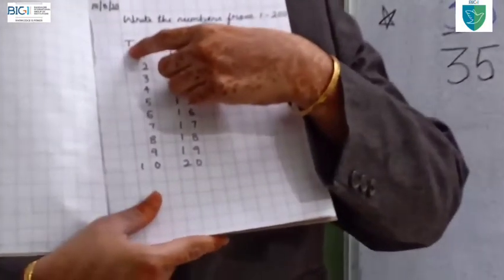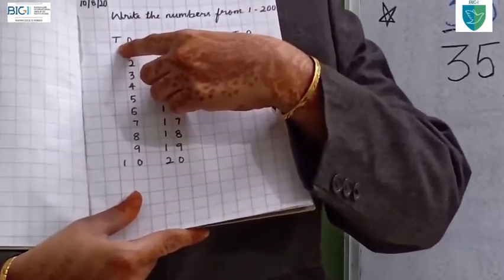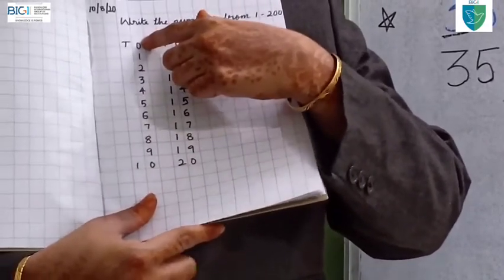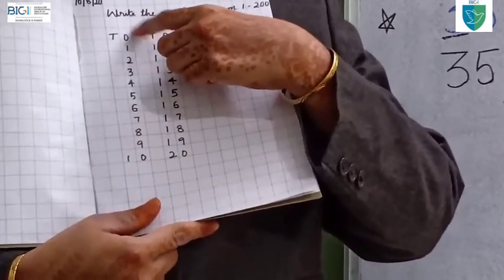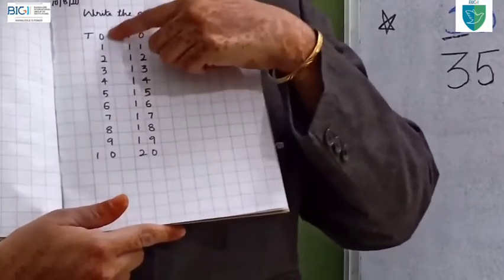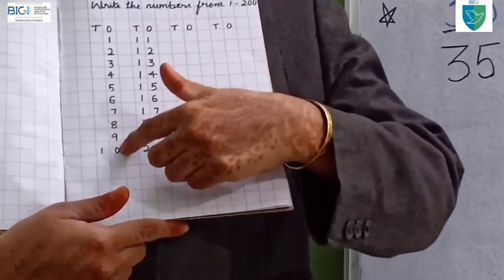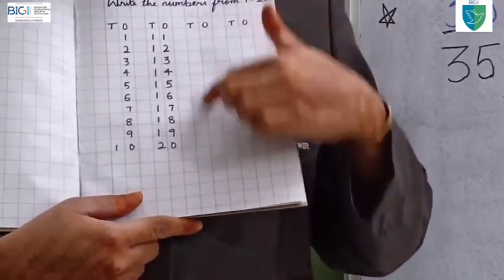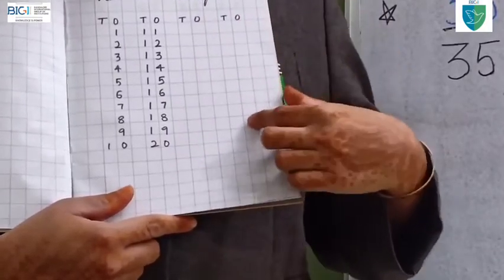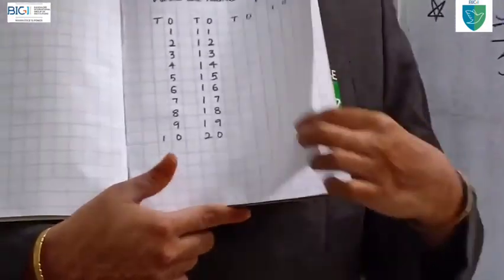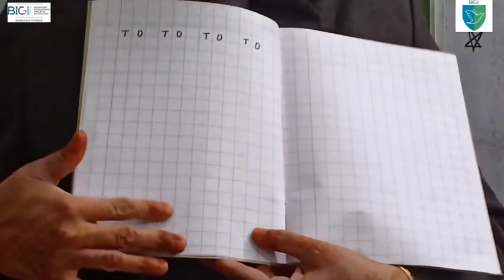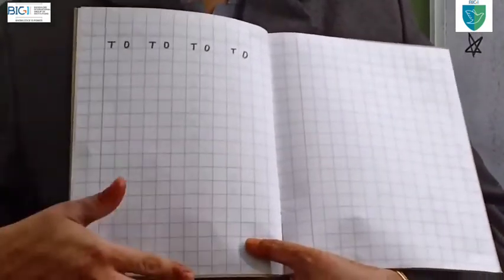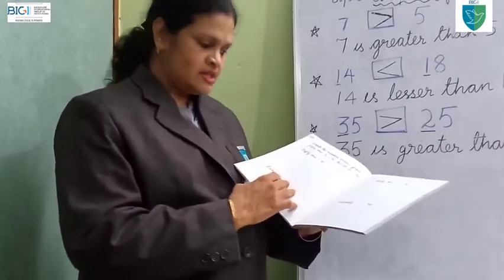And when you are writing numbers, please maintain the same way. The place value to be written on the top of the line, T and O, T for tens and O for ones. So write 1, 2, 3, 4 till 10, 20, 30, 40 and turn to the next page and start writing number 41 from here. Please do not write the numbers below. So continue writing the numbers till 200.